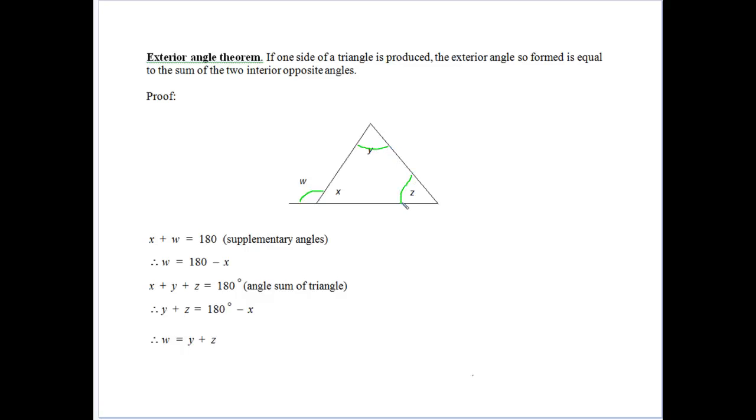And it's a pretty easy proof because these two with x add up to 180 degrees, and w plus x equals 180 degrees. So that means those two angles must be equal to this angle there. That's our proof for it, just using the supplementary angles and angle sum of a triangle. A lot of people just go and prove that and use it as they go. It can save you some time and effort if you remember just to quote the exterior angle theorem there.